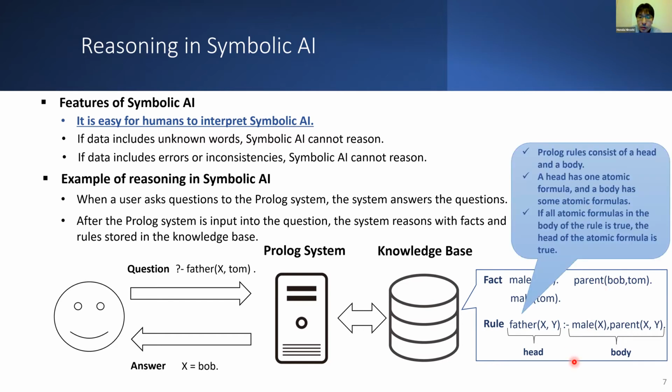Prolog rules consist of a head and a body. A head has one atomic formula and a body has some atomic formulas. If all atomic formulas in the body of the rule are true, the atomic formula in the head is true. This rule means if X is a male and X is Y's parent, then X is Y's father. After the Prolog system reasons, the system answers the question. The answer is X equals Bob. This means Tom's father is Bob.